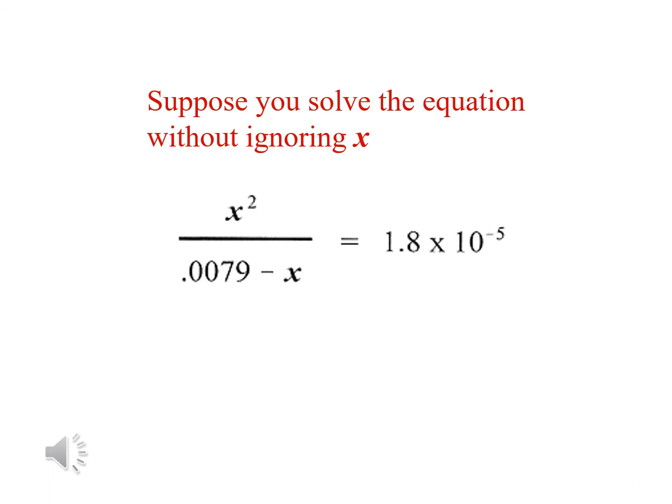I wanted to show you, though, that if you do use the quadratic formula, you're not going to get that much different of a number. So I did that, and I took x squared over 0.0079 minus x equals the Ka, and solved it for x. How would you do it that way? You would have to multiply both sides by 0.0079 minus x, and then distribute the 1.8 times 10 to the minus 5 over both of them. And then you'd have to rearrange it into the form ax squared plus bx plus c equals 0 and plug into the quadratic equation.